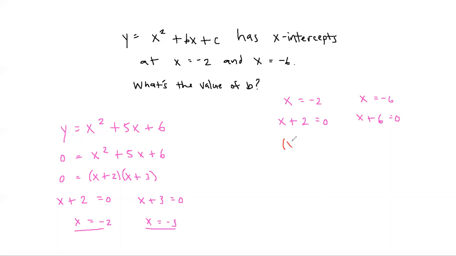We now know one of the factors of the polynomial is x plus 2, the other factor is x plus 6. Multiplying these polynomials together, we get x squared plus 8x plus 12. If b is the coefficient on the x, then the value of b must be 8.